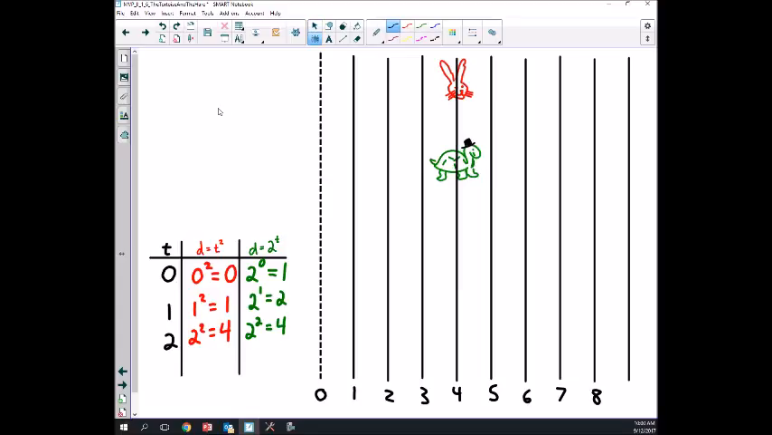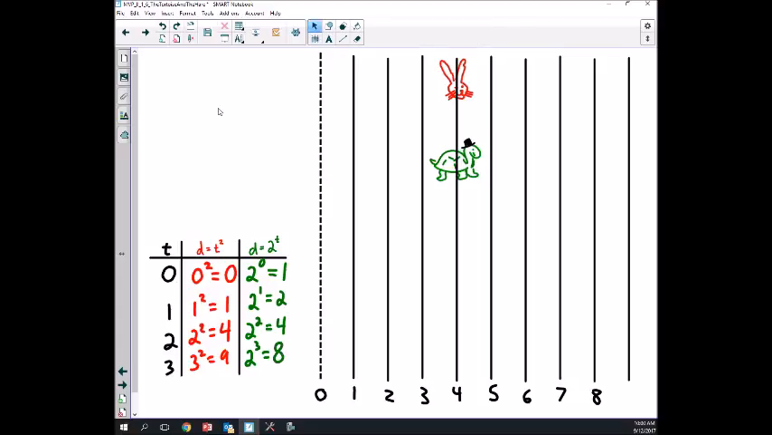Let's see what happens after 3 seconds. At 3 seconds, the hare has gone 3 squared meters, or 9. And the tortoise has gone 2 to the third meters, which is 2 times 2 times 2. 2 times itself 3 times. That is 8.